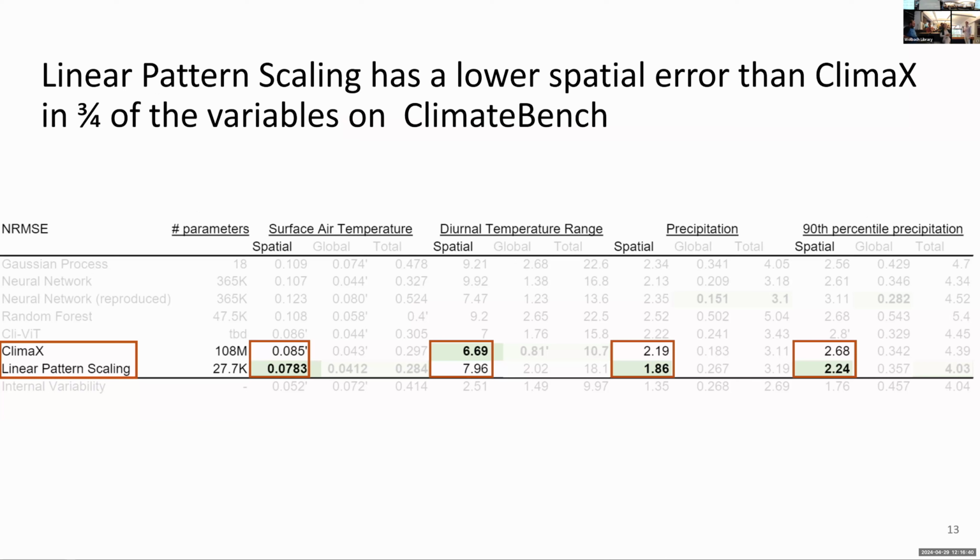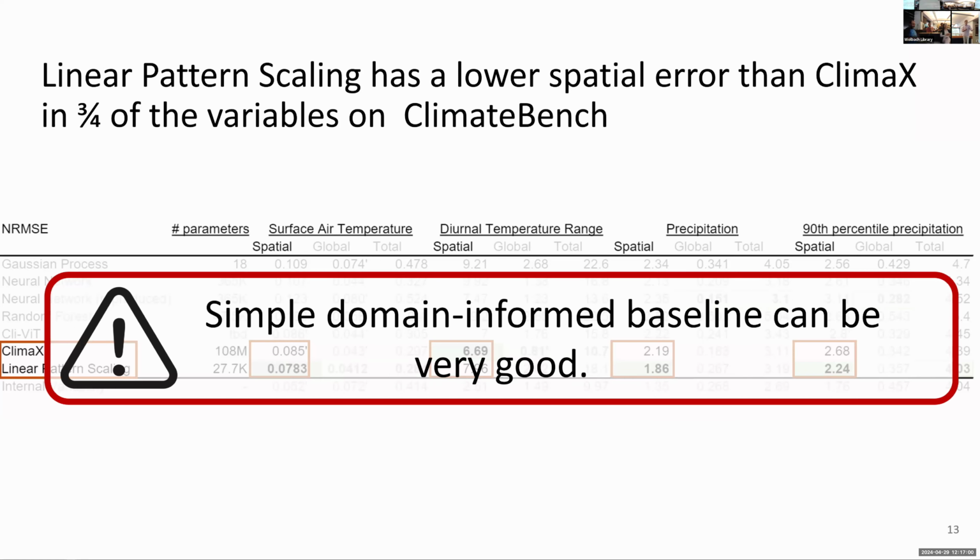generally the global variables. I think this is such an important message, because with machine learning being all over the media, we sort of expect that the deep learning models will be very good, better than the simple machine learning models. But indeed, a simple domain-informed baseline can be very good and should always be implemented first on a benchmark data set.